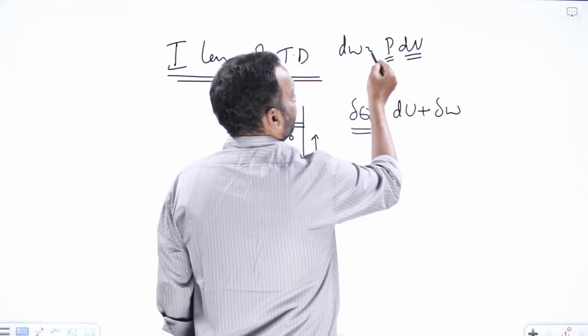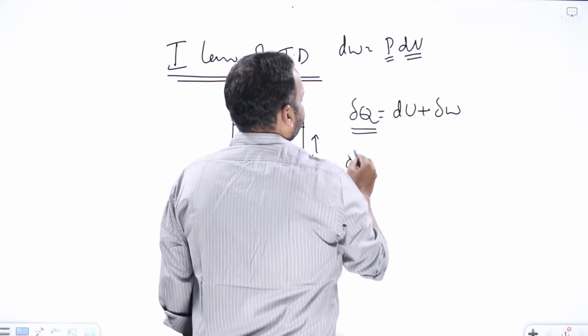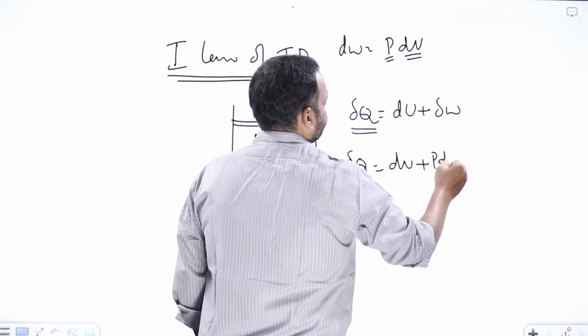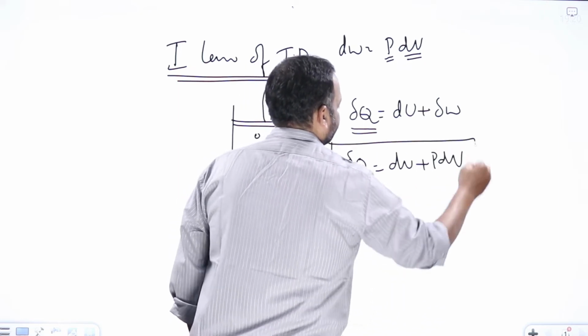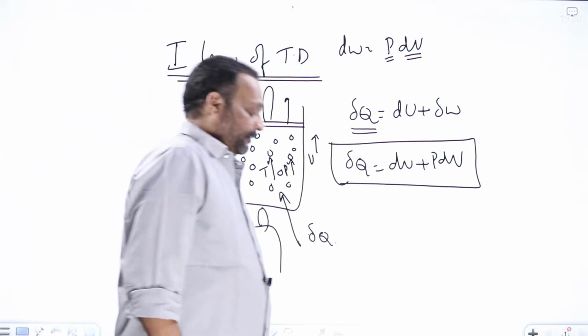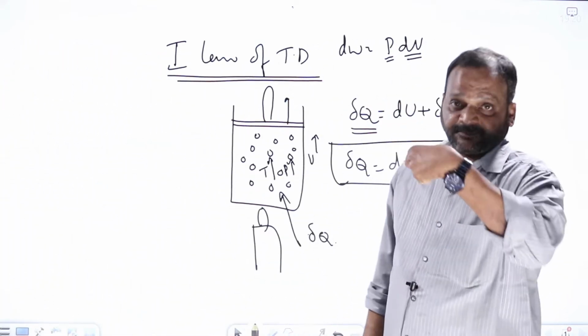Okay, external work delta W we have seen is equal to PdV, so we can write delta Q as dU plus PdV. dU plus PdV. This is our first law of thermodynamics mathematical formulation. Okay, now what is dU? Already we have seen in the previous videos.